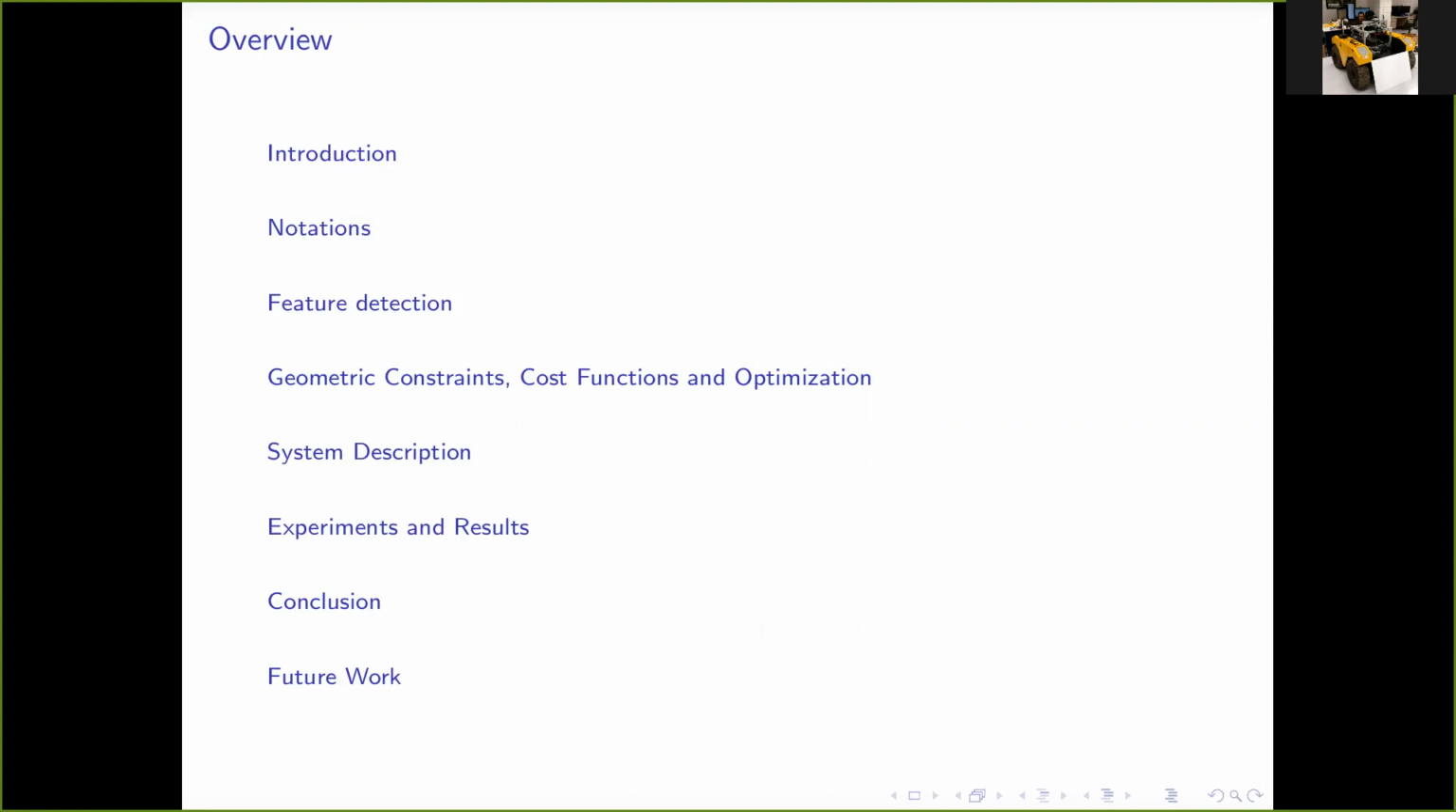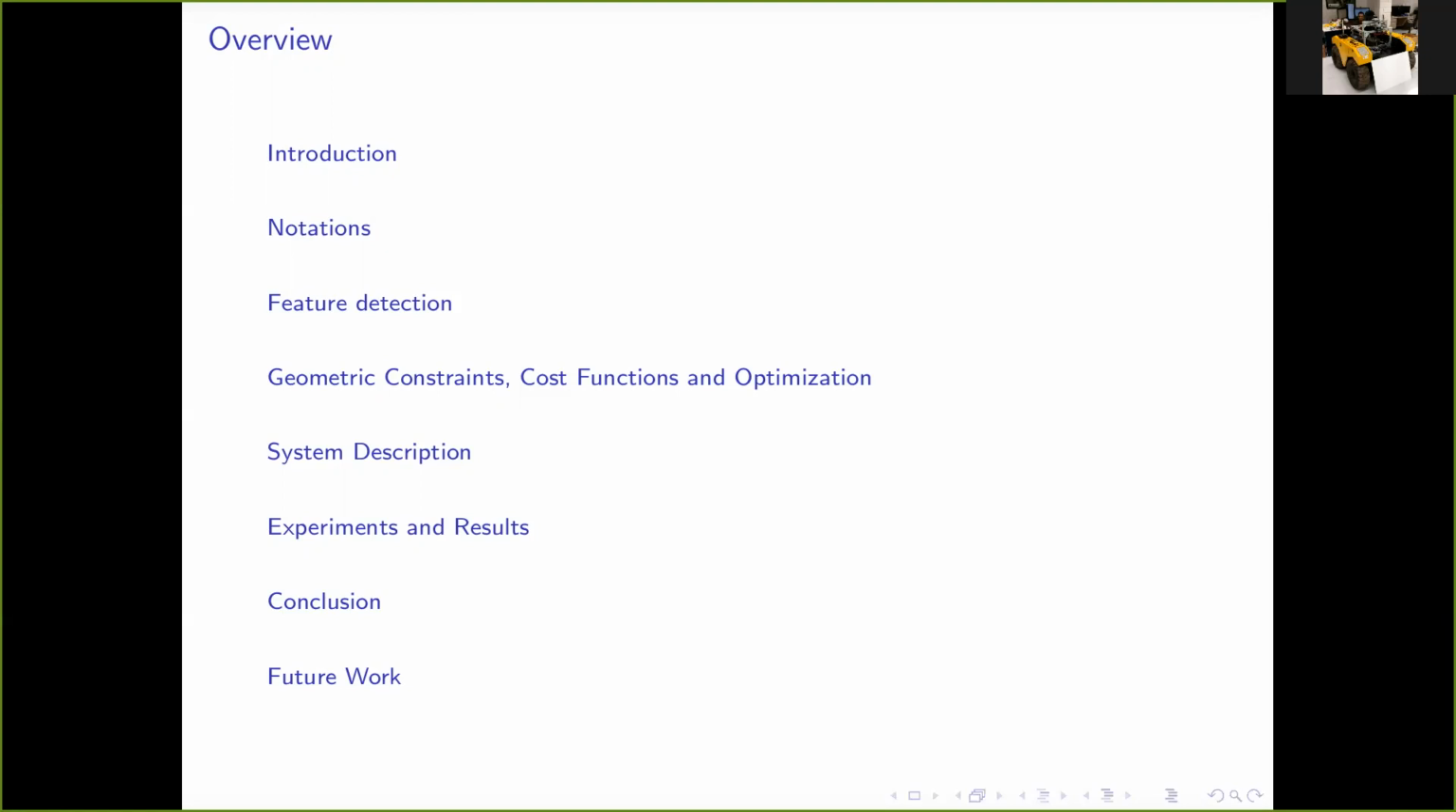Moving on, I will describe the notations used in the paper and explain what they mean physically. Next, I'm going to briefly touch upon the feature detection process across both the sensing modalities. After describing the feature detection process, I will talk about the geometrical constraints that can be established using these features and how cost functions can be formed utilizing these constraints.